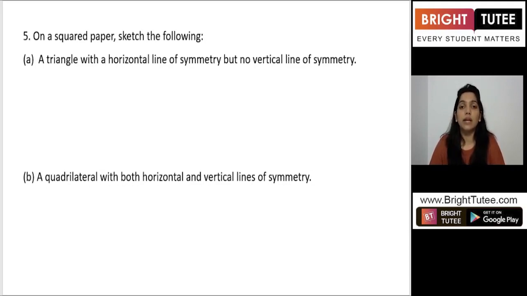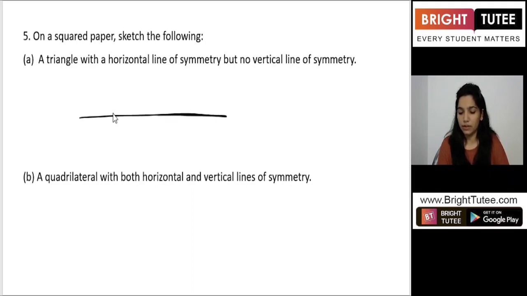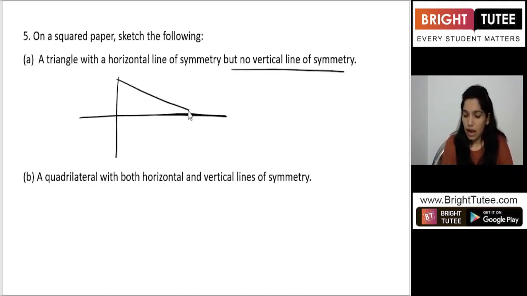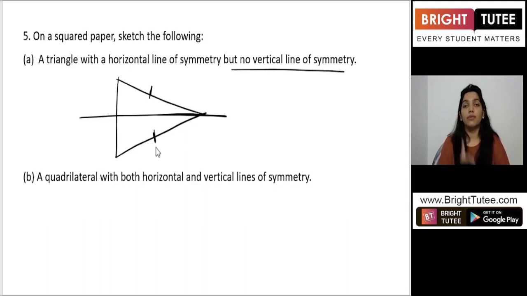So it is saying a triangle with a horizontal line. So for the horizontal line, I am just drawing the line of symmetry at first. So if this is the line of symmetry that is horizontal, I need to draw a triangle on it, and it should not have any vertical line of symmetry. So if I am drawing an isosceles triangle, that is, these two sides are equal to each other, then I'll have only a horizontal line of symmetry for this particular triangle.